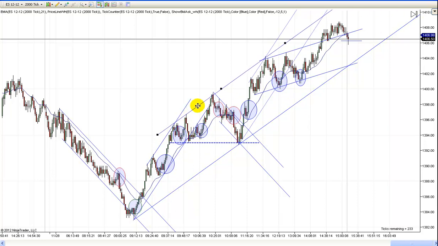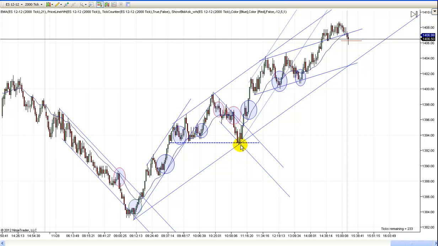So you can kind of see that right there. So if you had that line right there, if you drew it, and you can see it came into play again up here, you could have known where to look for a possible reversal right here.